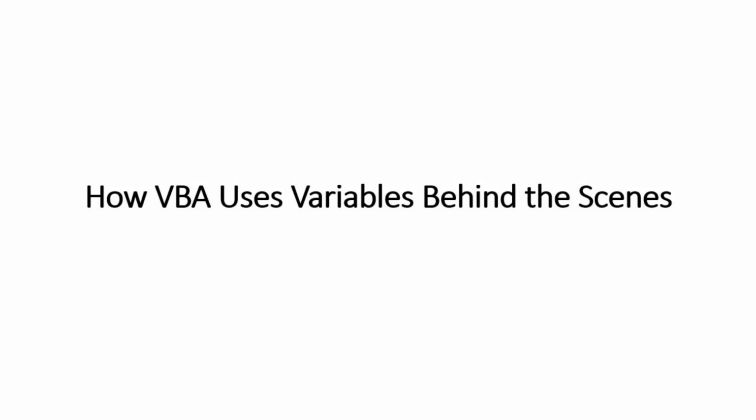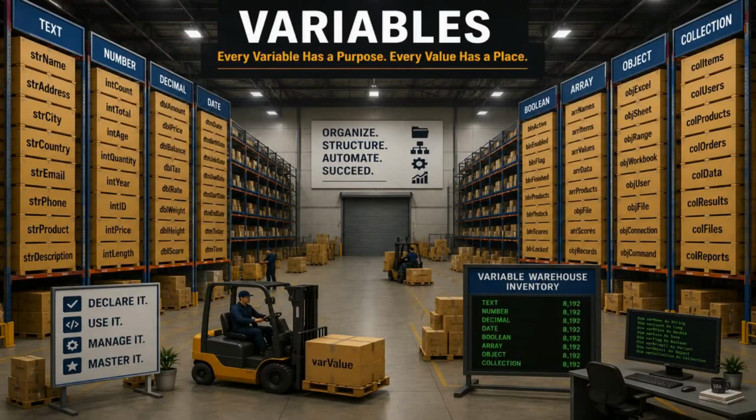Let's look at how VBA uses variables behind the scenes. When VBA runs your code, it allocates memory. Imagine memory as a giant warehouse, where every variable gets a storage location. For example, Dim productName As String. This way, VBA reserves a place for productName.